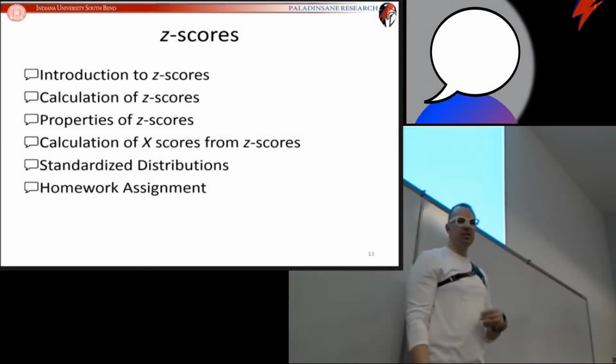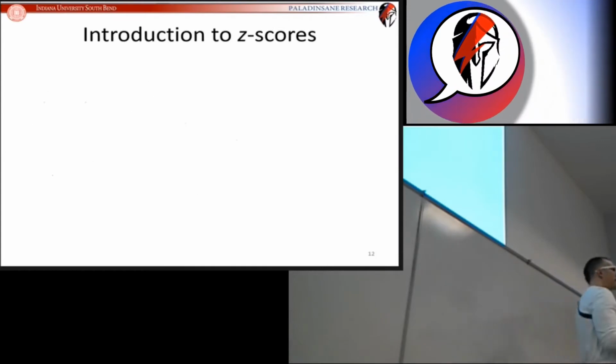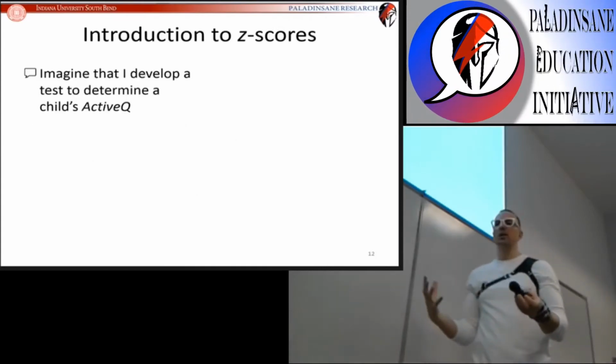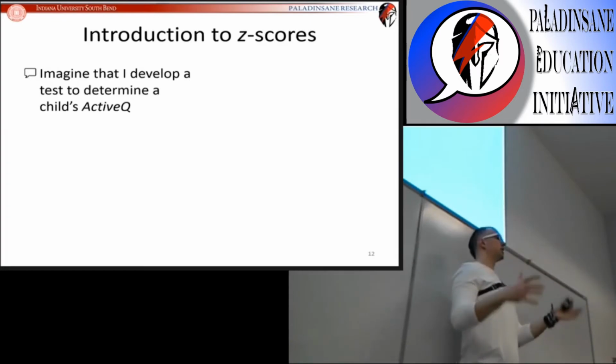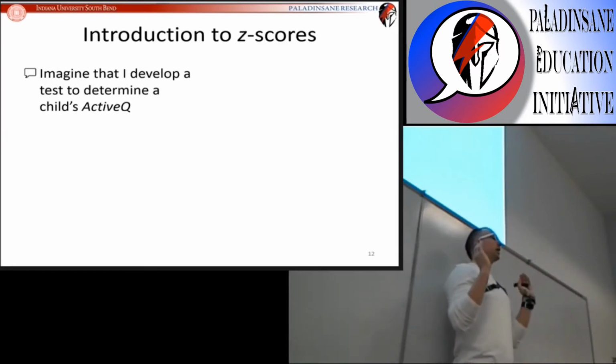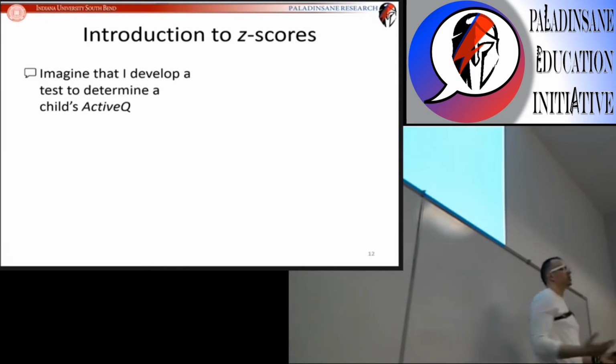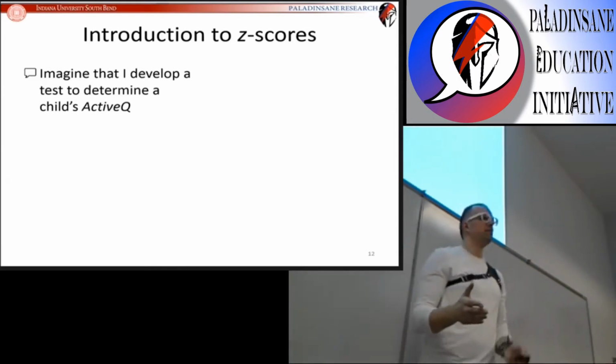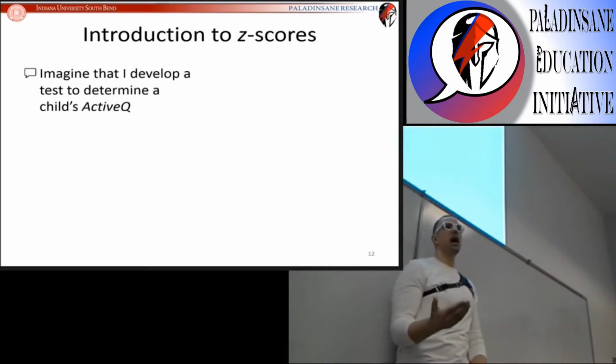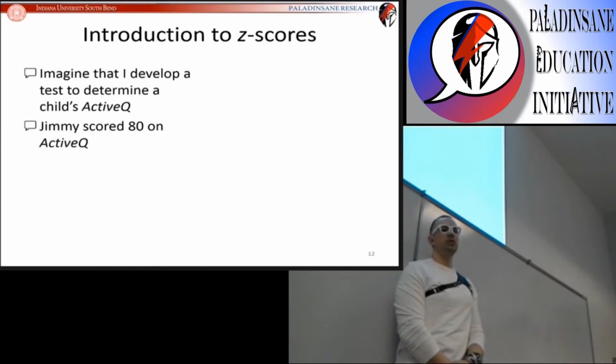All right, so introduction to z-scores. So imagine that you are dealing with this child. So you're assessing this child, and it's the first session, and you just need to assess how bad, how extreme are their behavioral issues. So let's say that you came up with a test to measure a child's activity level, and this is called the active Q. So it's like IQ, the intelligence quotient, but this is the activity quotient. It's a test called the active Q. And let's say that your child's name is Jimmy, and you give Jimmy the active Q, and Jimmy scores 80 on the active Q. That's their score, 80.